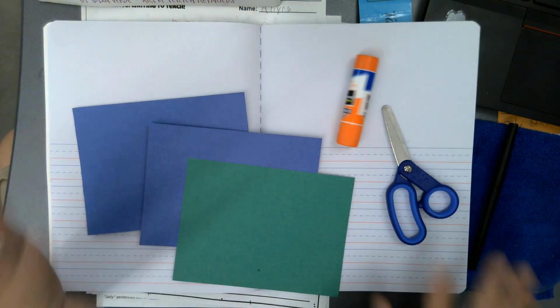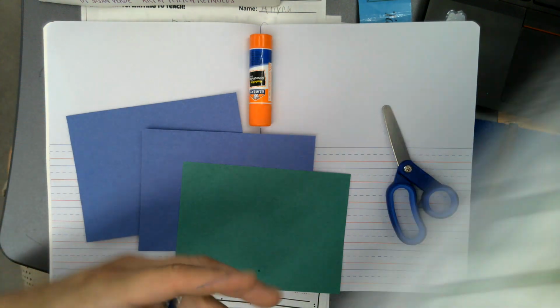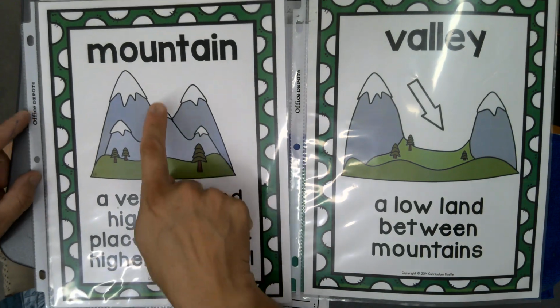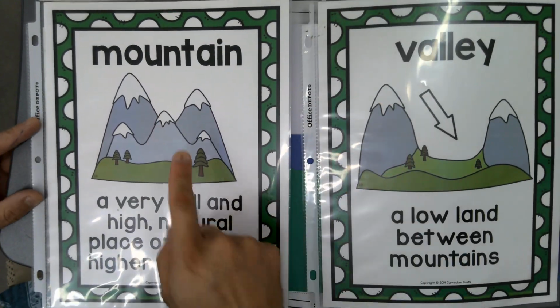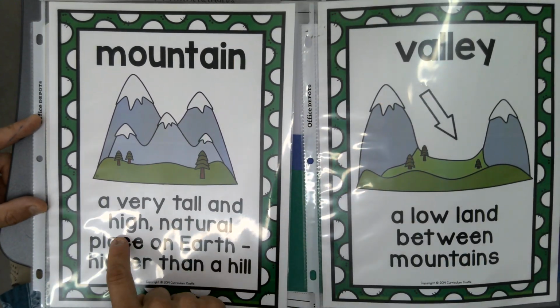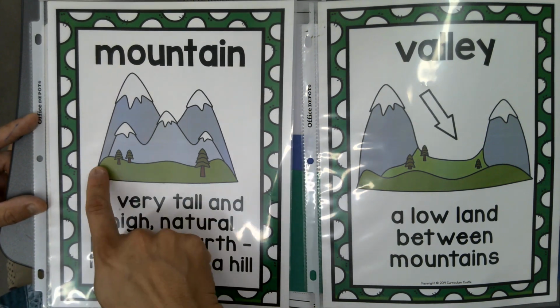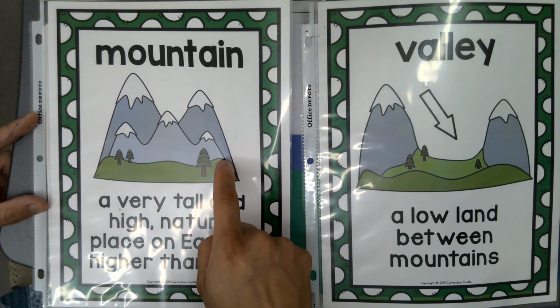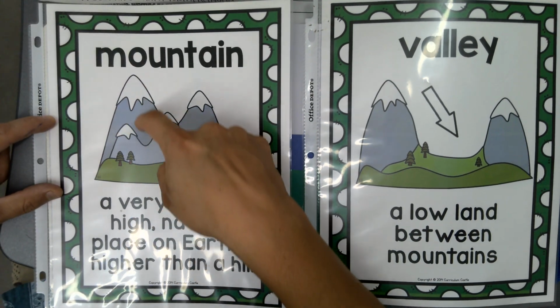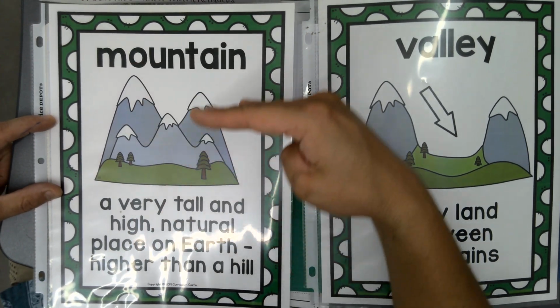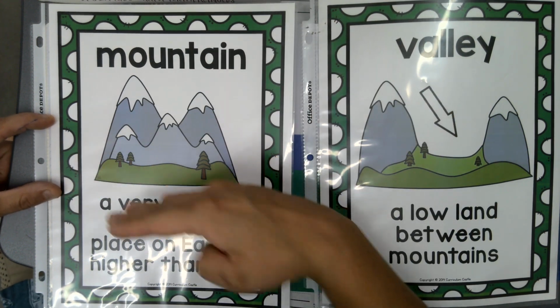Today, it's all about landforms. We're going to be studying two landforms today, mountains and valleys. Mountains are a very tall and high natural place on Earth, higher than a hill. So it's not like a little hill that's maybe 20 feet tall. It's a very tall landform that rises high above the surface or the sea level.